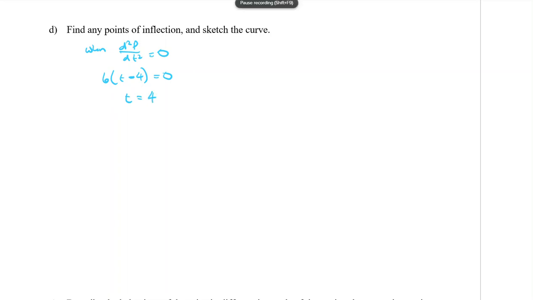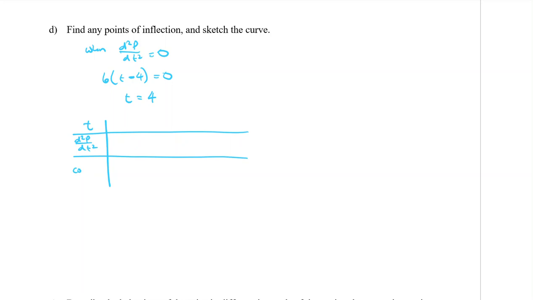When you find a point of inflection, you need to test it in a table to make sure that the concavity changes. So we have t as our value that we're testing, and we're testing the second derivative, and we're seeing what is happening to the concavity. So I have t is equal to 4.